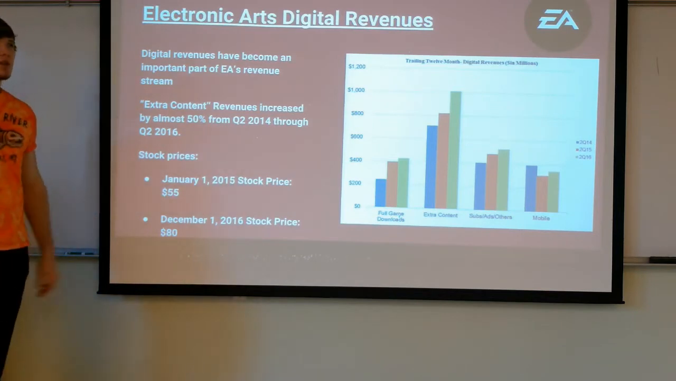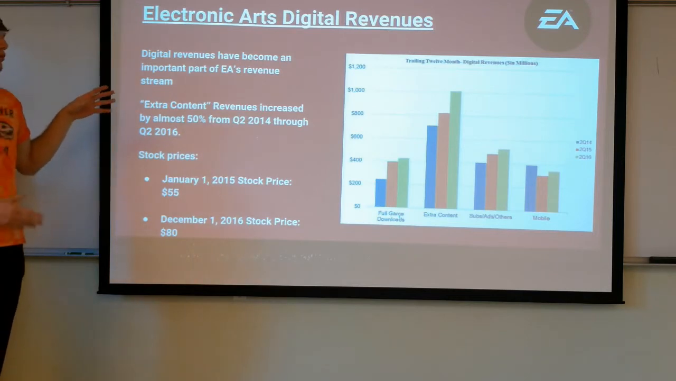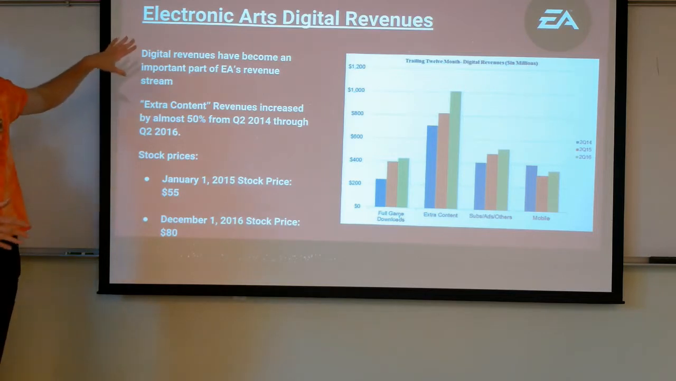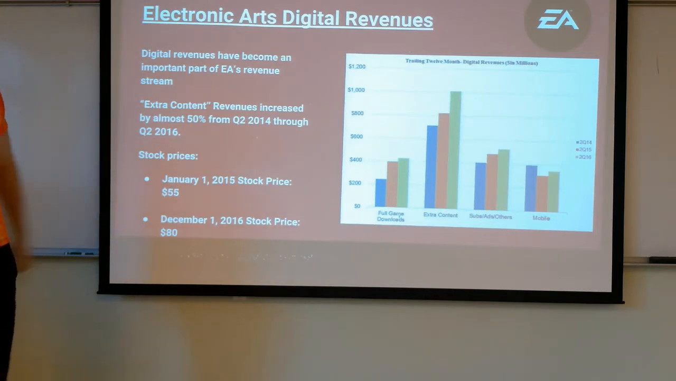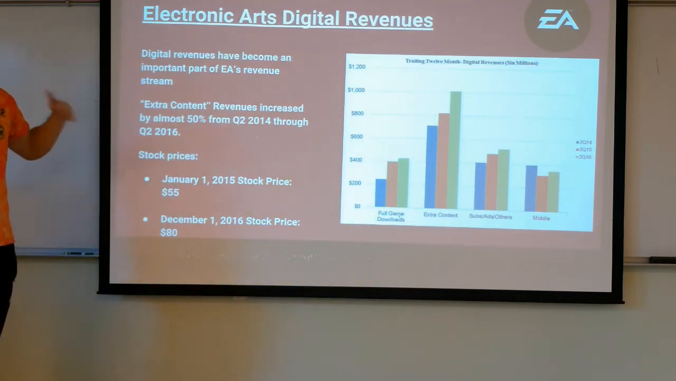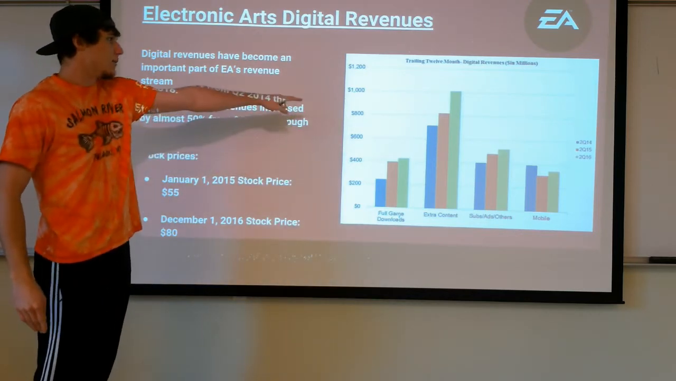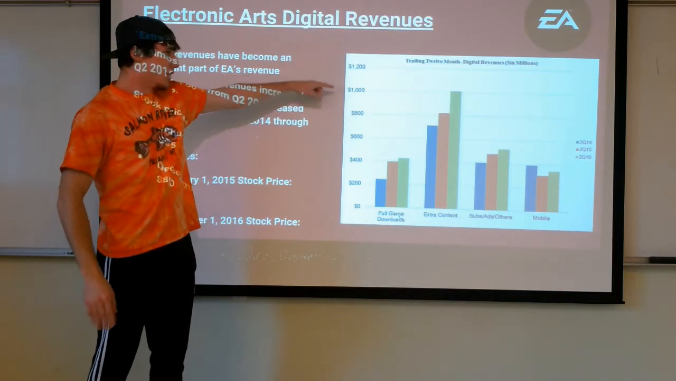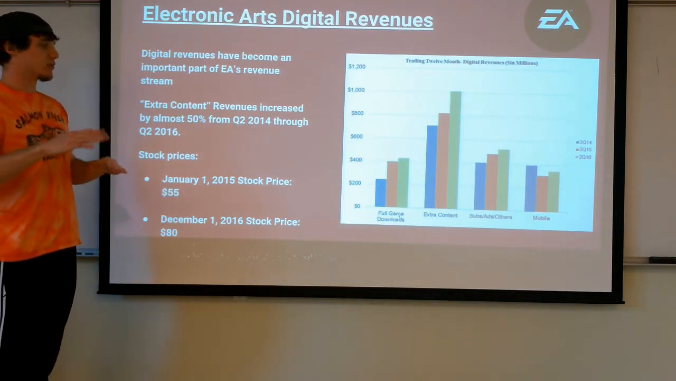So Electronic Arts is one of the largest video game companies in the world, and we figured we'd do a little case study on it to prove to you how much digital revenues really account for within at least Electronic Arts' revenues. So you can see that in green, that is all the extra content, which is part of their digital revenues, which has been increasing over the past few years. You can see from about 800 to almost $1,000 million. So that's about a 20% increase over the course of 3 years.